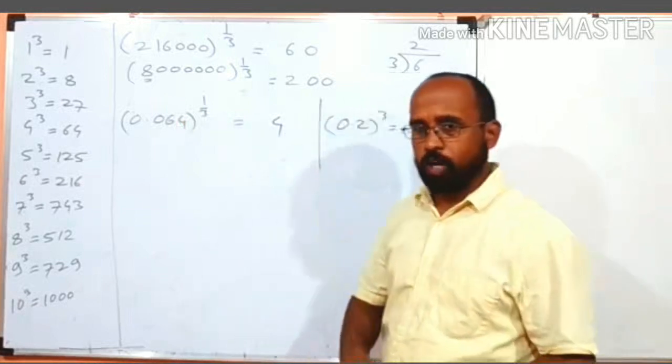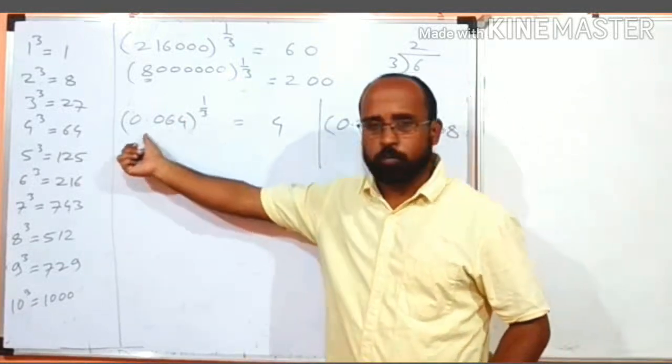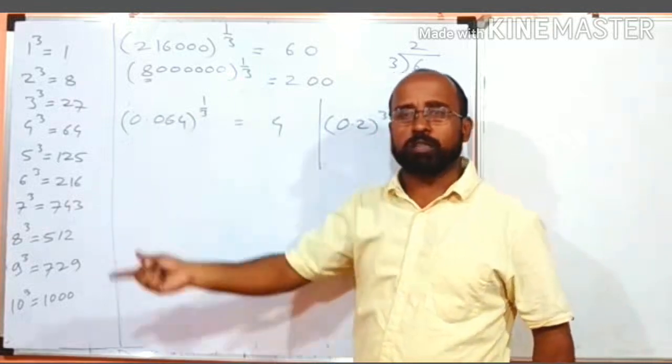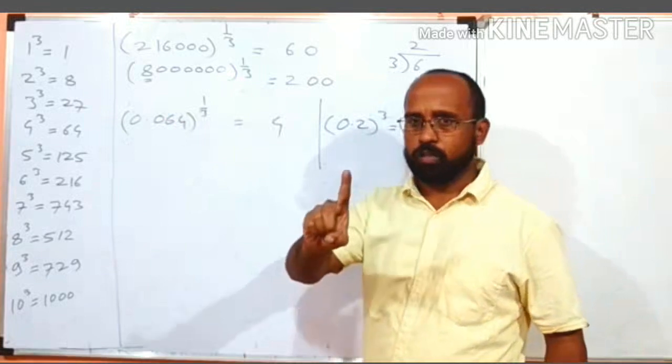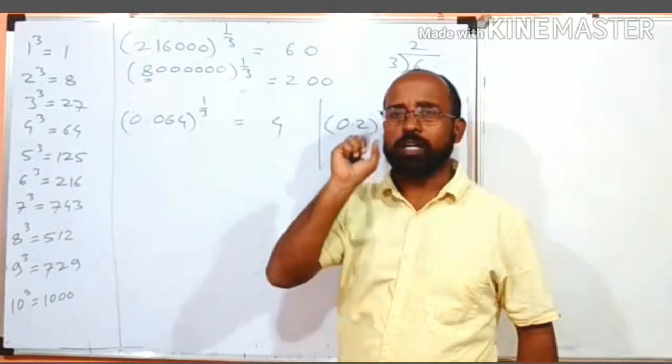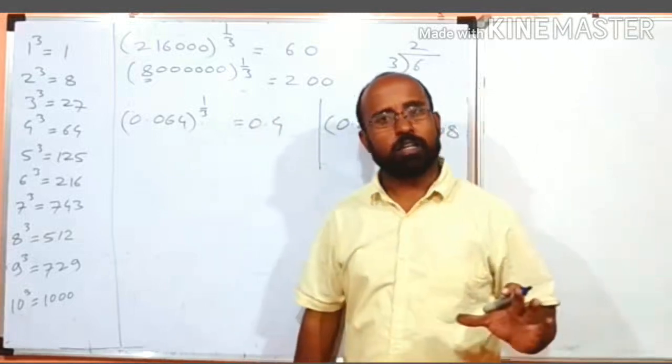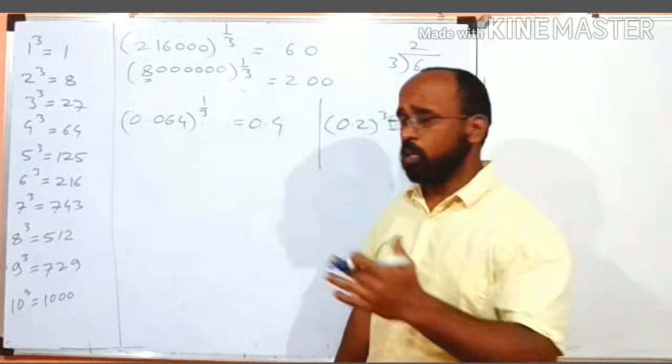Okay. Then how many decimal digits? One-third of the given number. How many are here? 1, 2, 3. One-third of 3, 3 divided by 3, the answer is 1. So in your cube root there will be one decimal digit, meaning 0.4 is our answer. Done. Let us see one more example.